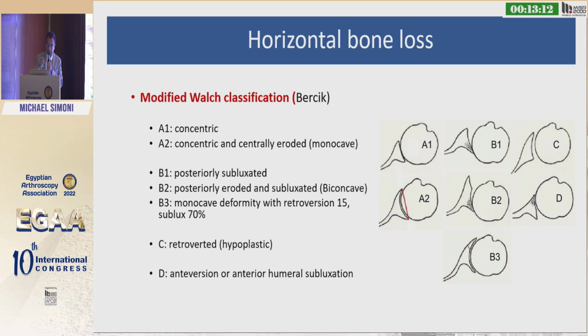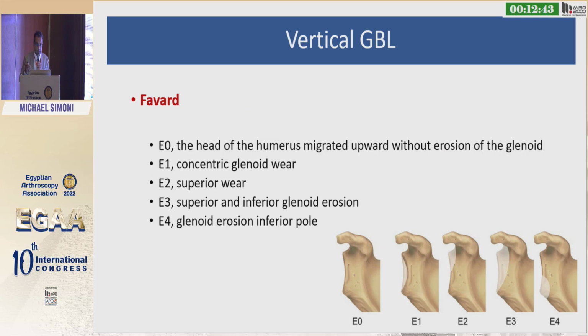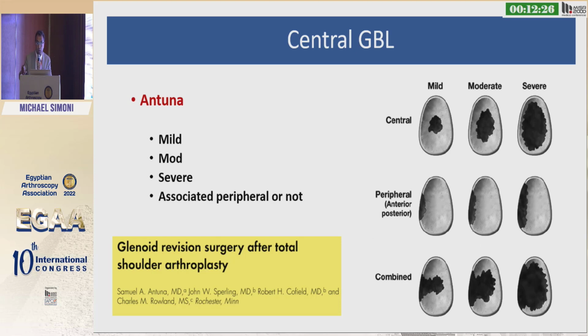Starting with the horizontal bone loss, there is a nice classification, the modified Walch classification, ABC. A is concentric, or concentric with central erosion. B is either posteriorly subluxed, or posteriorly eroded and subluxed, or monoconcave with B3 with retroversion. C is retroverted. D is anteversion or anterior humeral subluxation. Then going to the vertical glenoid bone loss, with four degrees: either concentric glenoid wear, superior and inferior glenoid erosion, or glenoid erosion with inferior pole deficiency. Then finally, the central glenoid bone loss, which can be mild, moderate, severe, or associated with peripheral erosion or not. So you have to consider the vertical, horizontal, and the central.